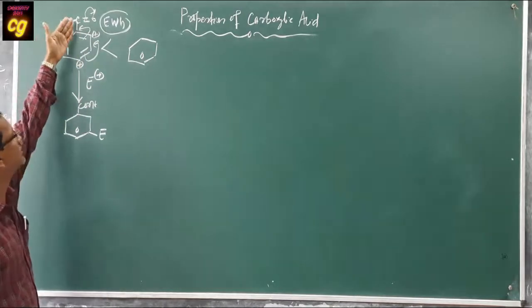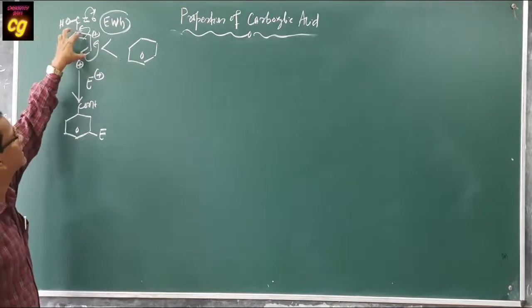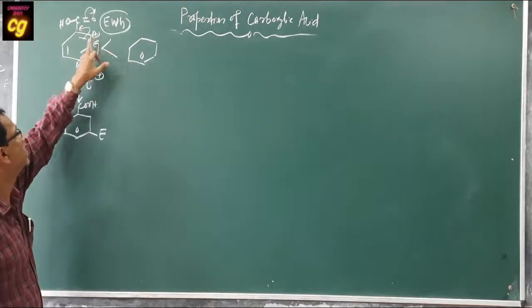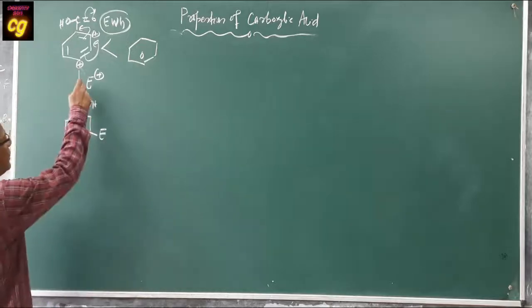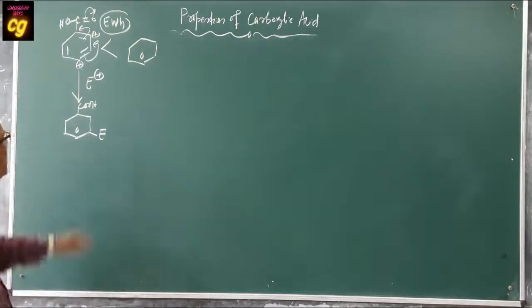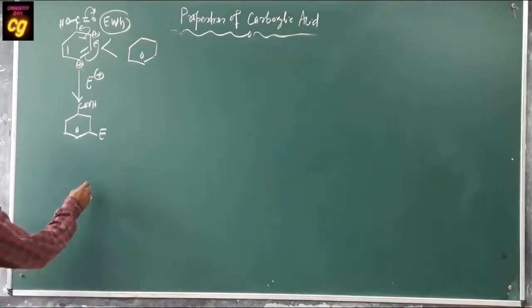Because the carboxyl group is an electron withdrawing group, it deactivates the ring, so positive charge is more in ortho and para positions compared to meta. That's why the electrophile prefers to attack at meta position. So it always produces meta substituted product. Already you know these things.